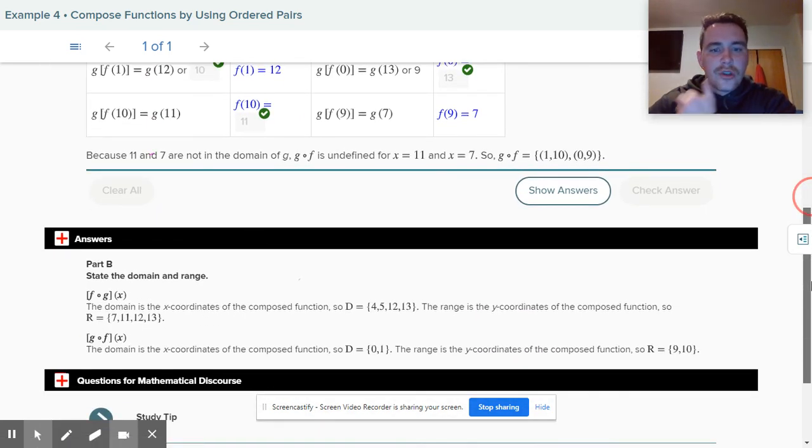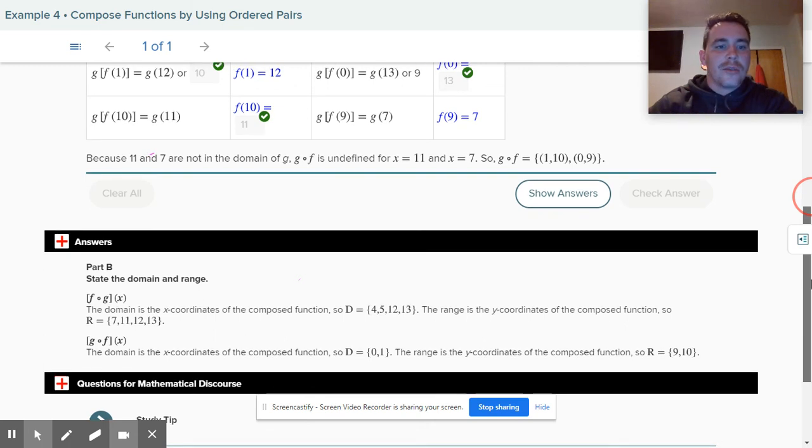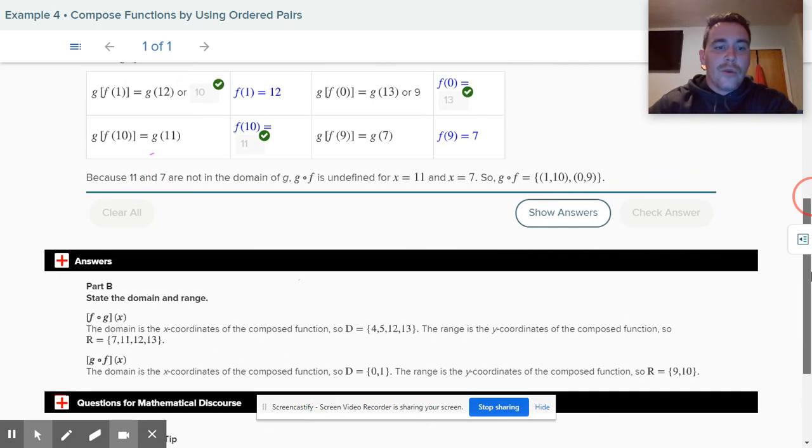The domain and range is just all of the possible x and y values.